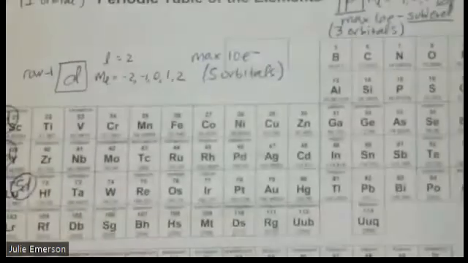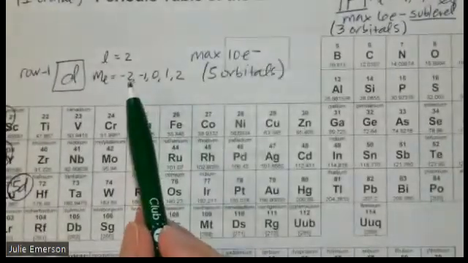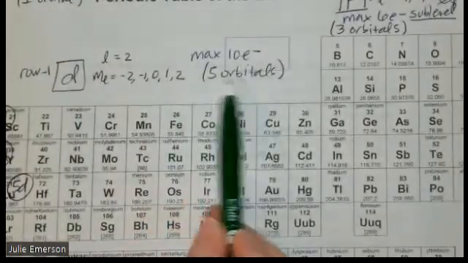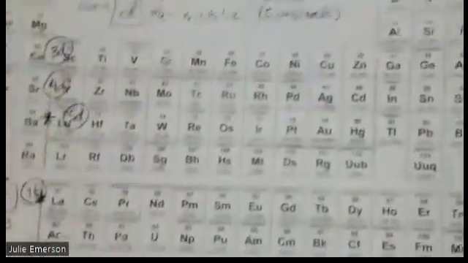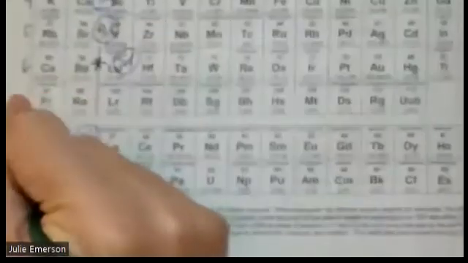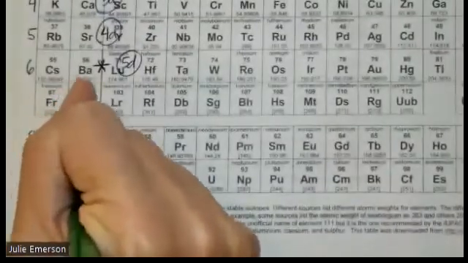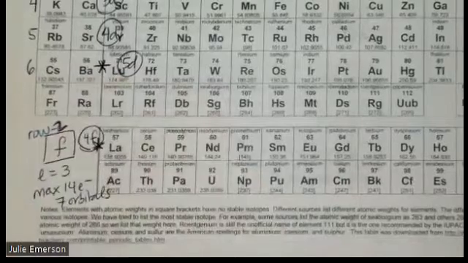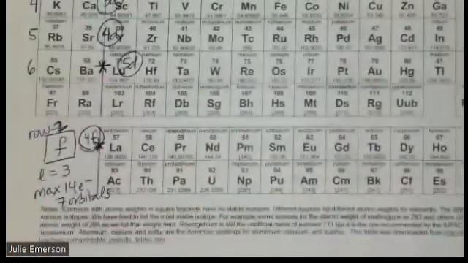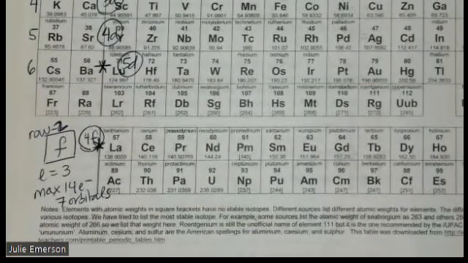If L is equal to 2, M sub L has 5 different values because there are 5 different orbitals. Down at the bottom with F, if you count over, there's room for 14 electrons, which means there are 7 different orbitals. The M sub L values there would be -3, -2, -1, 0, 1, 2, and 3, so there are 7 different values. That's how it matches what we did in chapter 8.